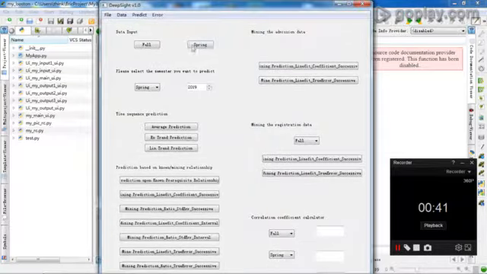The first part is for data input, just like before. The second part is for selecting the semester you want to predict. The third part is the time sequence prediction, and this part can be used to predict the future trend of the enrollment data.